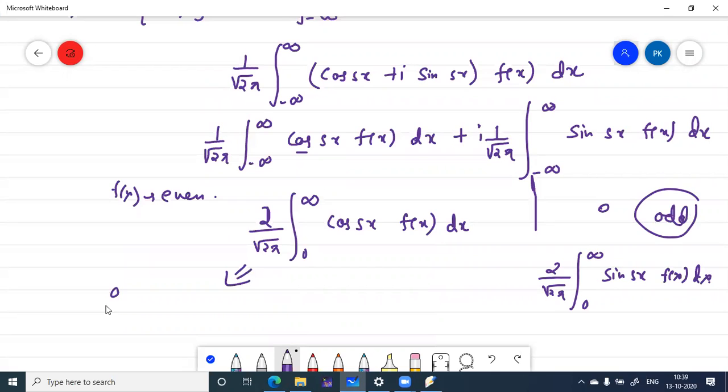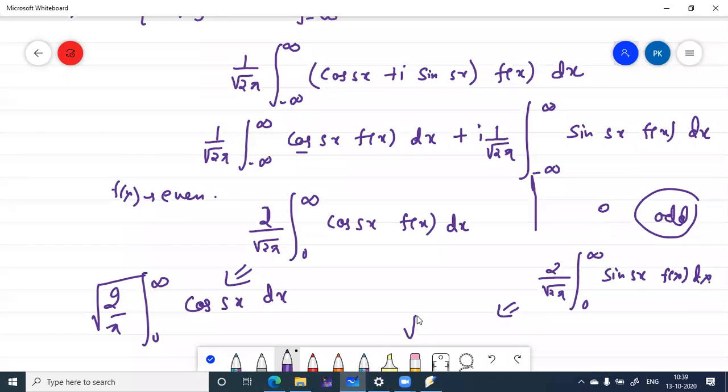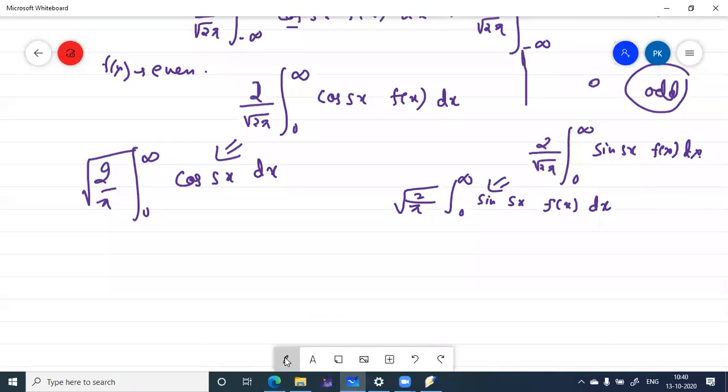And I can write this as square root of 2 by pi, integral from 0 to infinity of cos sx f of x dx. In the same way, square root of 2 by pi, integral from 0 to infinity of sin sx f of x dx. So the Fourier sine transform is defined by this integral, if a function is defined over 0 to infinity.